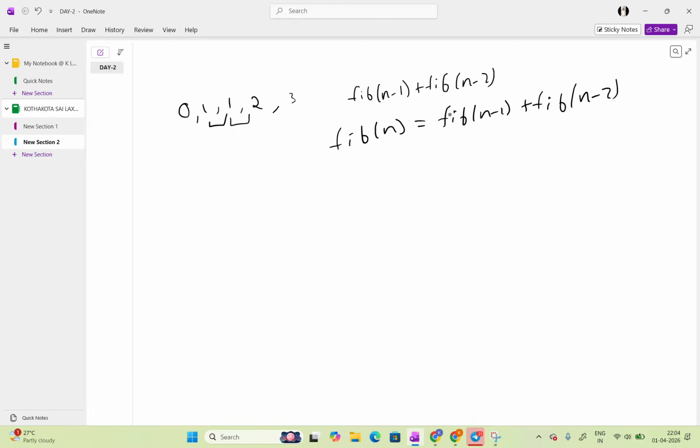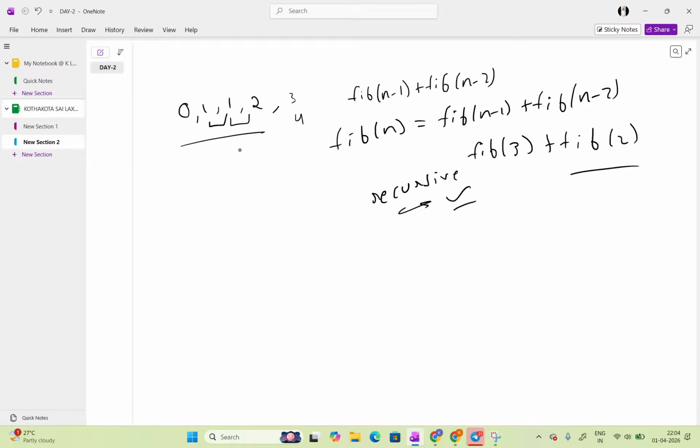Think about how I derived the equation. You got good clarity. If we want the fourth element, what we are doing is fib of 3 plus fib of 2. This is the basic logic. While writing in a recursive way, you will get good clarity. As of now, it is an iterative approach and it is enough.